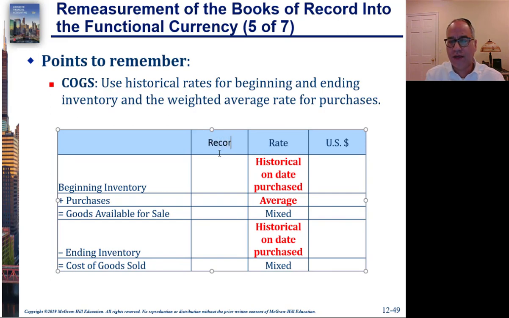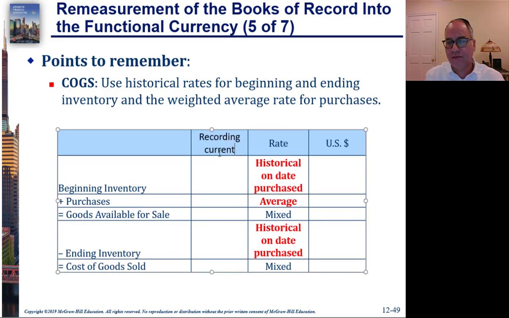What they call the recording currency. And then the rate would be, and the functional currency. And what you would do is you would record the beginning inventory at its historic rate, convert the purchases at the average rate to get the goods available for sale. You subtract inventory at the historic rates.